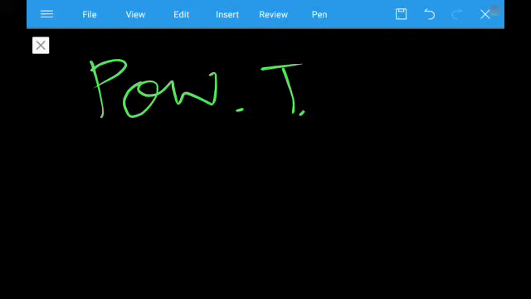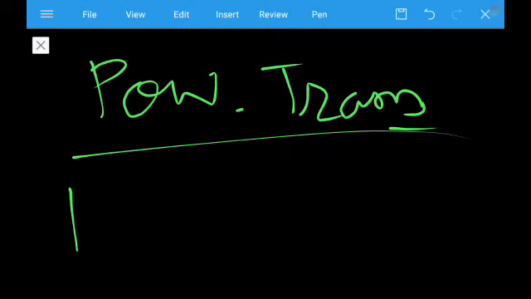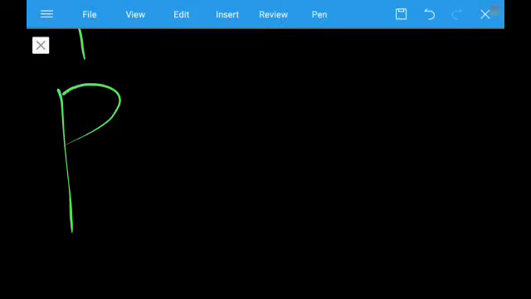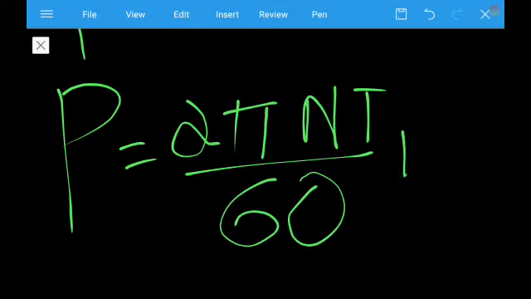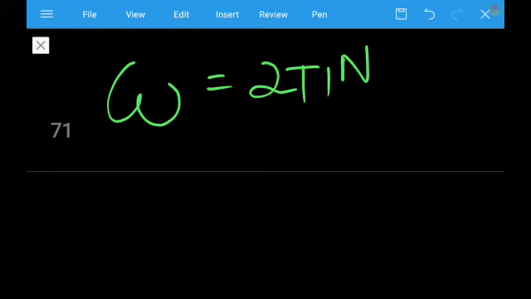Now the power transmitted by the shaft. So here P is 2 pi N T upon 60 watt, where omega is 2 pi N upon 60.